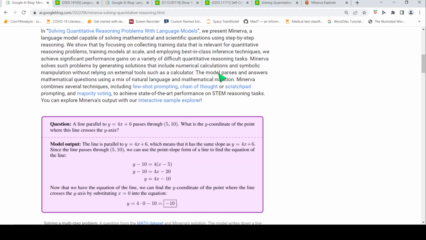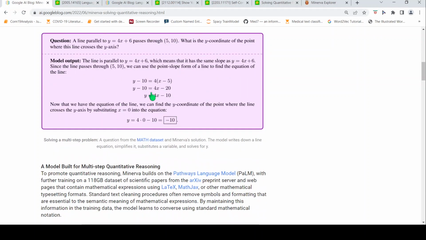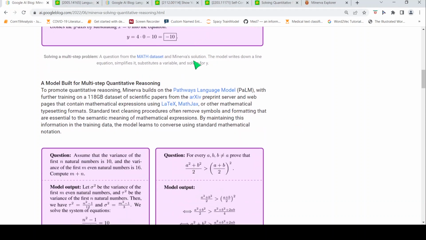Okay, so the model parses and answers mathematical questions using a mix of natural language and mathematical notation. That is a simple idea over here. That is, a language model is there which is capable of doing all these things. So we have to take these solutions at their face value, because neither is this model exposed as an API where you can give your problem and then find out a solution. So we have to take on face value whatever solutions have been presented over here for problems.